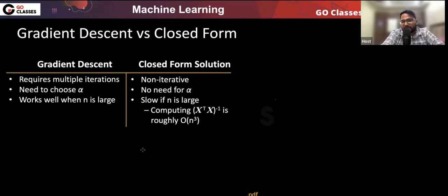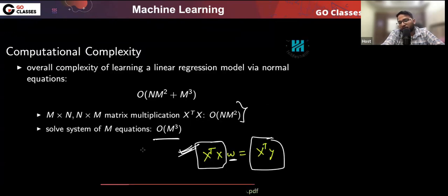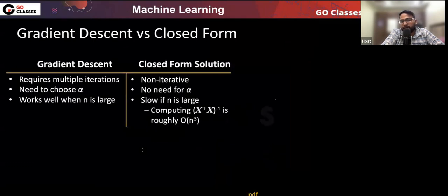As I just told you, the cost is very high if you directly go for this closed form solution. Also, directly solving the closed form is sometimes not possible, right? So that's why we should know other alternatives. One of the alternatives is gradient descent. It requires multiple iterations, and you need to choose alpha, but it works well when n is large. n means the number of data points.